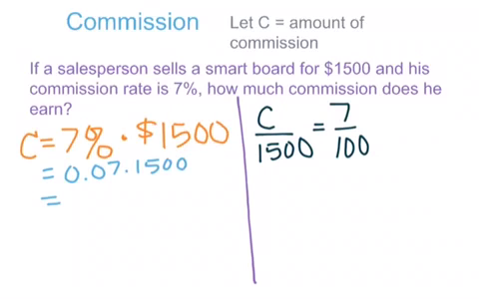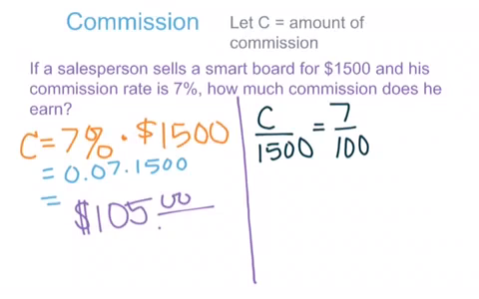Okay, so we're going to start with the equation. So 7% times 1,500, which is 0.07 times 1,500, which is going to equal, do that math, $105. So he is going to take home on his paycheck $105 in commission. Okay?